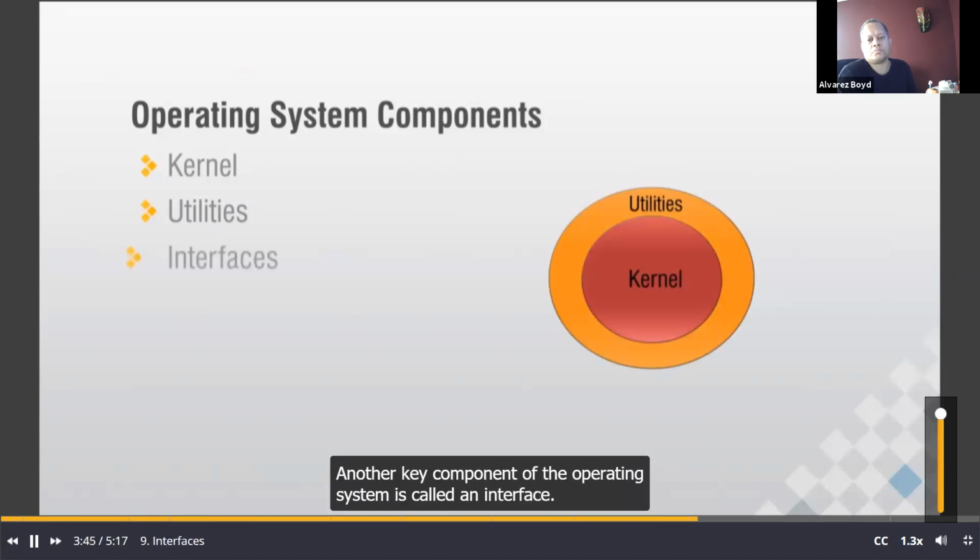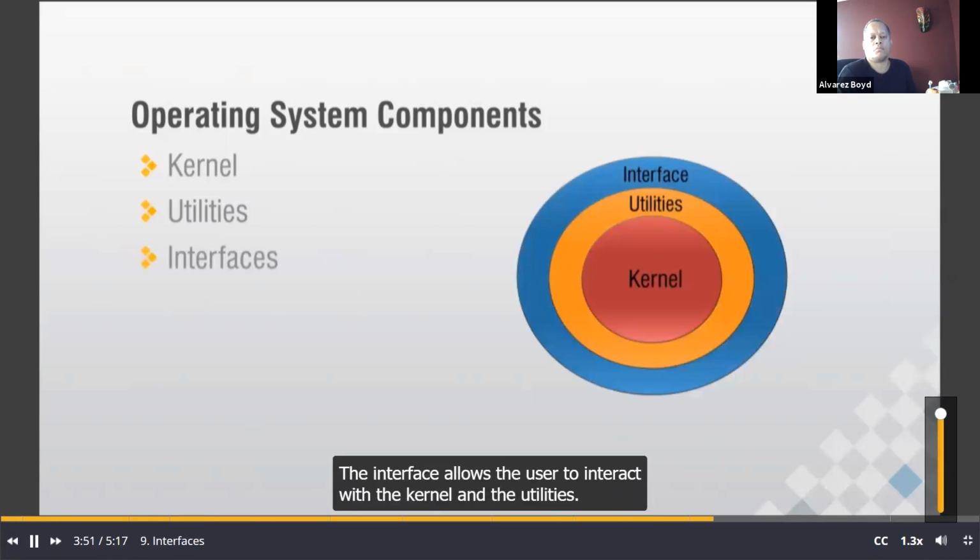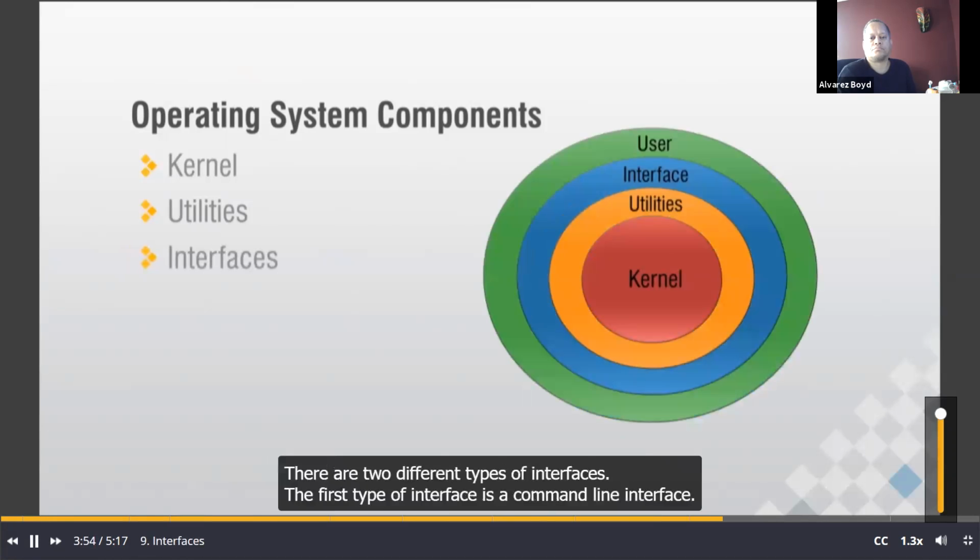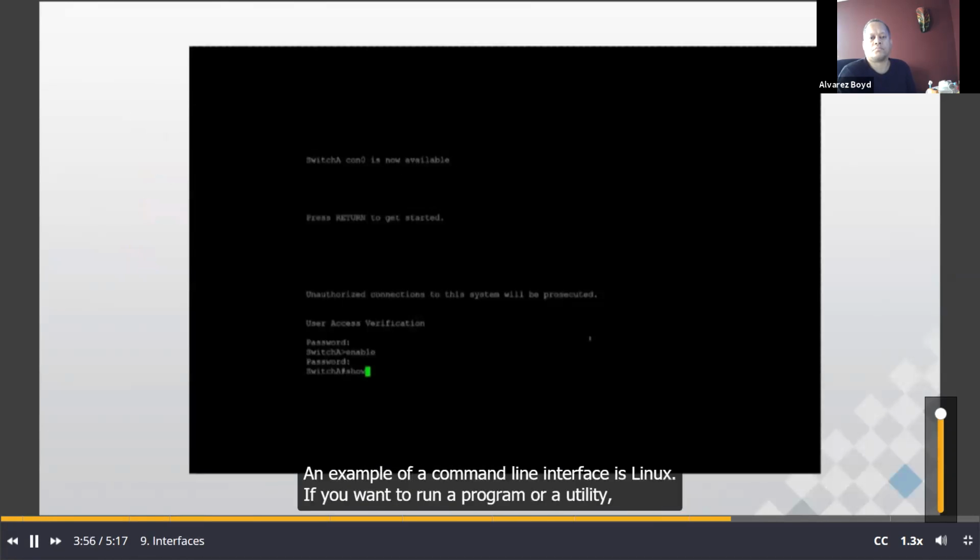Another key component of the operating system is called an interface. The interface allows the user to interact with the kernel and the utilities. There are two different types of interfaces. The first type of interface is a command line interface. An example of a command line interface is Linux. You can see the command prompt at the bottom of a black screen. If we want to run a program or run a utility, we type the command in at the prompt, hit enter, and the program or utility runs.